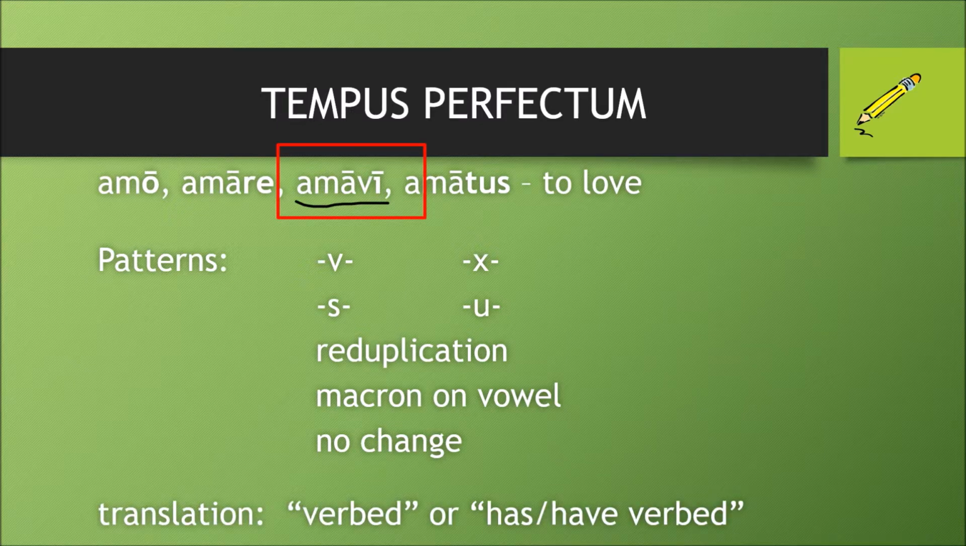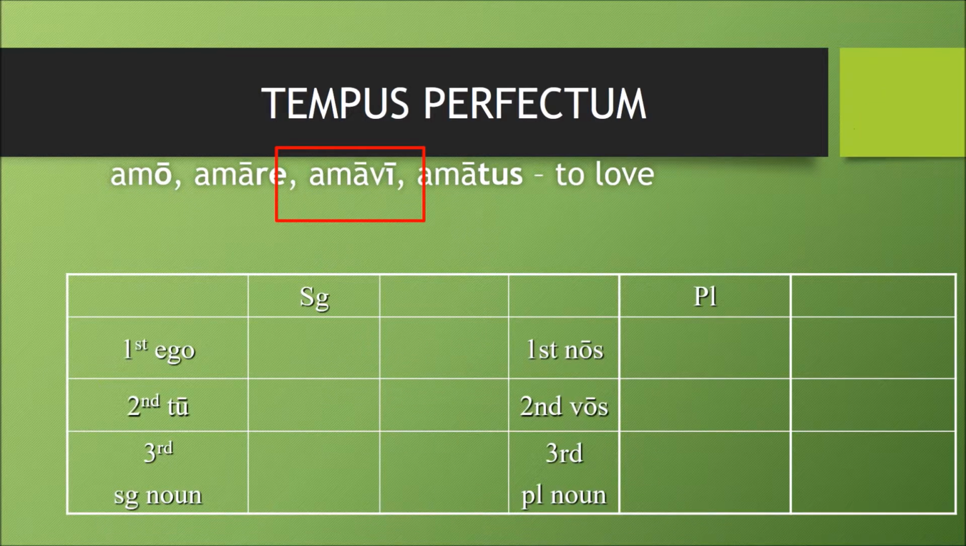We're going to translate it as just verbed, or has or have verbed with the helping verbs has or have. These translations indicate not only past tense, but that it only happened one time, such as yesterday, I walked the dog. I didn't walk the dog 3, 4, 5 times yesterday, as would be indicated by the imperfect tense, I was walking. Instead, I walked the dog. It happened in the past, but only once, and then that action was completed and done with.